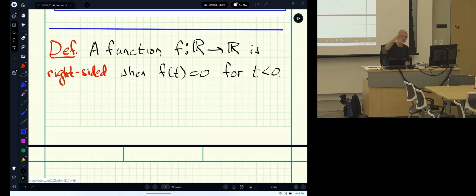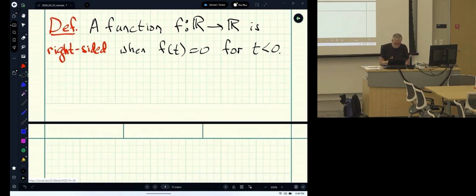You could do the opposite and have a left-sided function, and you could take every function and write it as the sum of the two. We don't need to do that. So we're going to take functions that start at t equals 0. That's another way to say it. So this is just our technical background. And then this one is, let's recall piecewise continuity.